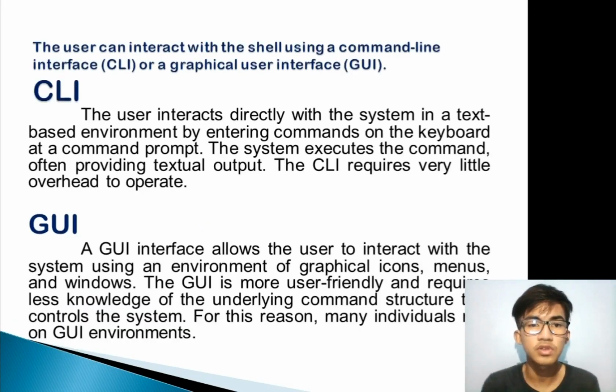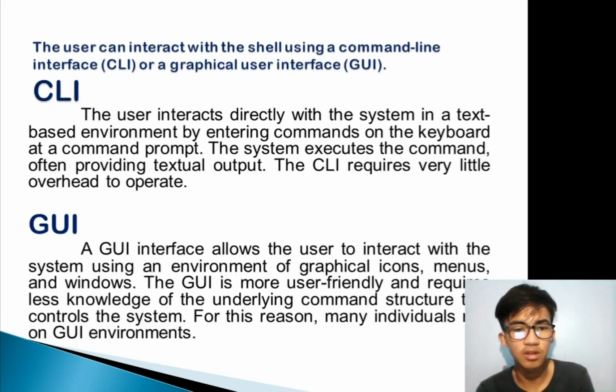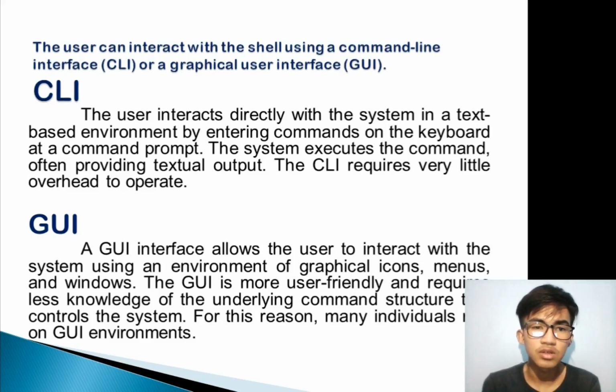The users can interact with the shell using the command line interface, CLI, or the graphical user interface, GUI. With the CLI, the user interacts directly with the system in a text-based environment by entering commands on the keyboard at a command prompt. The system executes the command, often providing textual output. The CLI is used to configure switches and routers. Through the CLI, you can configure things like the IP address, and then enter commands to the router, switch, or computer.